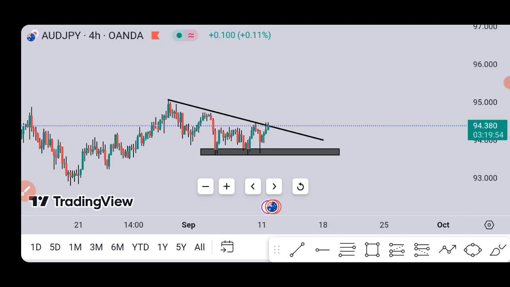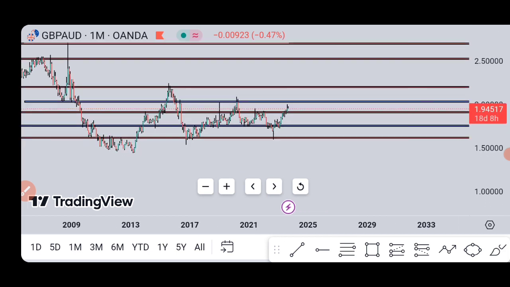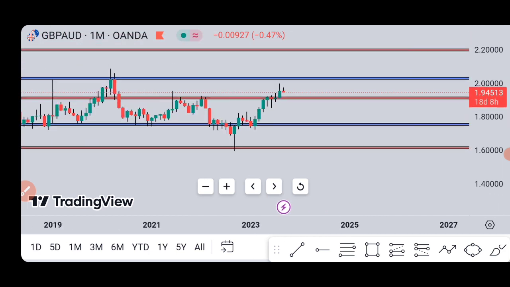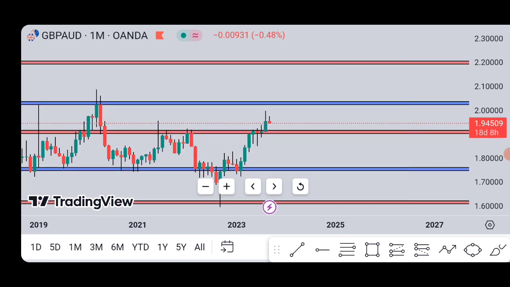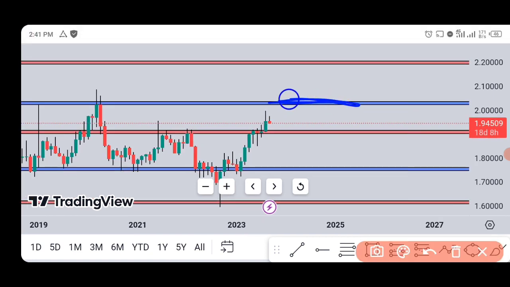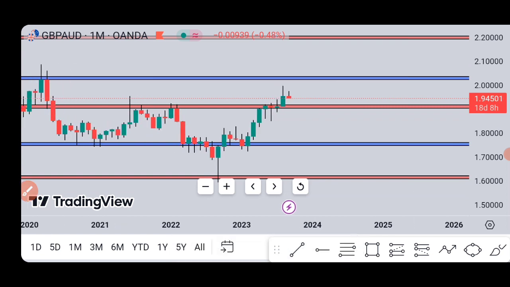The next pair to analyze is GBPAUD. So let me go to GBPAUD. This is my GBPAUD on the monthly time frame. I'm expecting the market to come to this weekly structure here before heading to this monthly zone. So technically, it's a bullish move from the monthly.